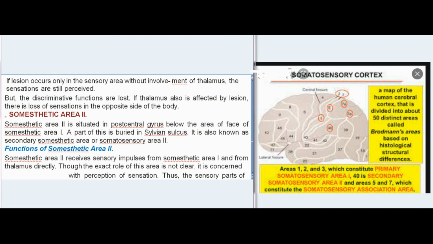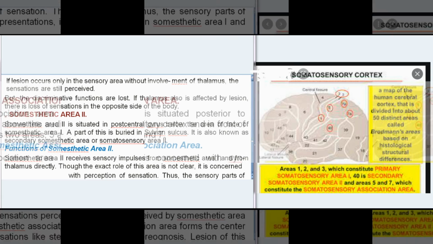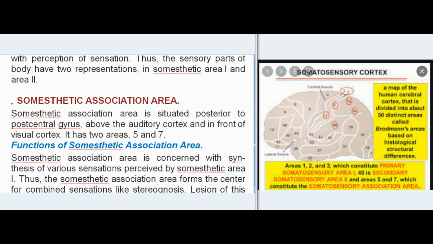Somesthetic area 2. Somesthetic area 2 is situated in post-central gyrus below the area of face of somesthetic area I. A part of this is buried in sylvian sulcus. It is also known as secondary somesthetic area or somatosensory area 2. Functions of somesthetic area 2: it receives sensory impulses from somesthetic area I and from thalamus directly. Though the exact role of this area is not clear, it is concerned with perception of sensation. Thus, the sensory parts of body have two representations, in somesthetic area I and area 2.